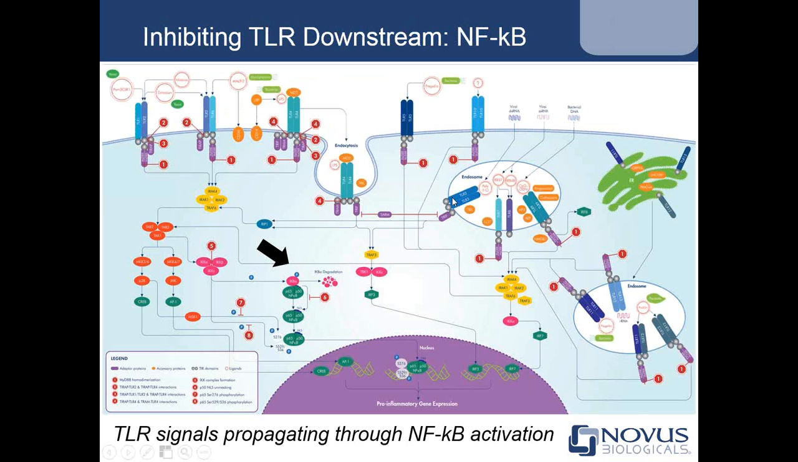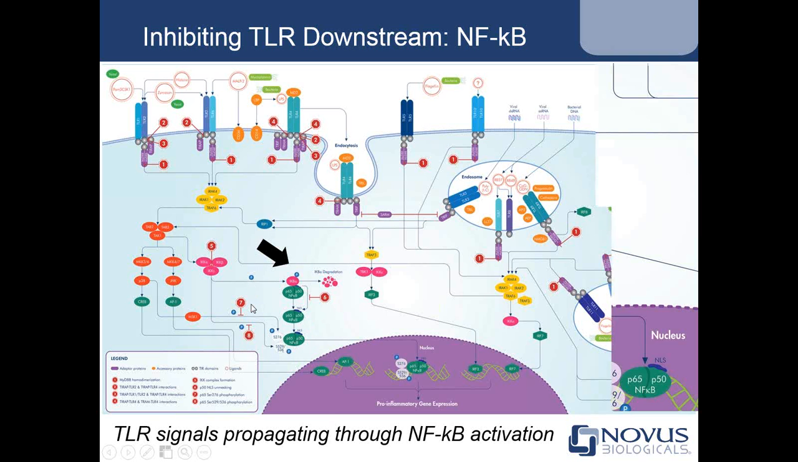So I showed you upstream inhibition responses closer to the TLR pathways. Now we can also look at inhibition downstream. We know that NF-kappa B is a key component of the pathway activation in TLR functioning, and so the signals that propagate through NF-kappa B activation can be stopped at different points of the pathway.